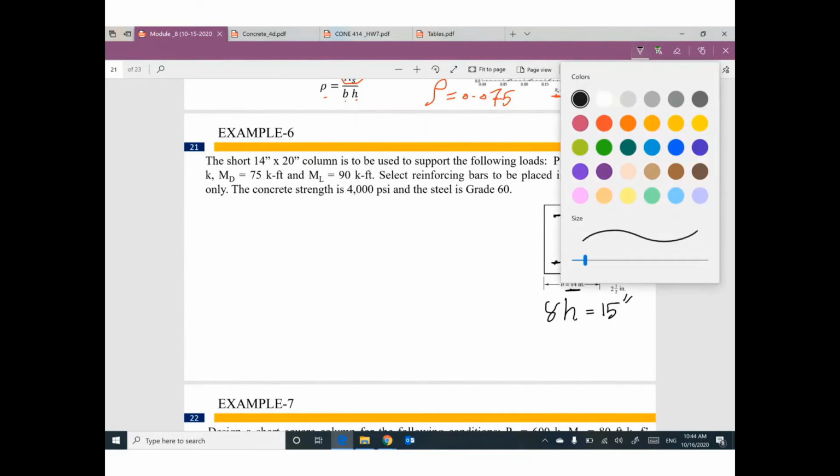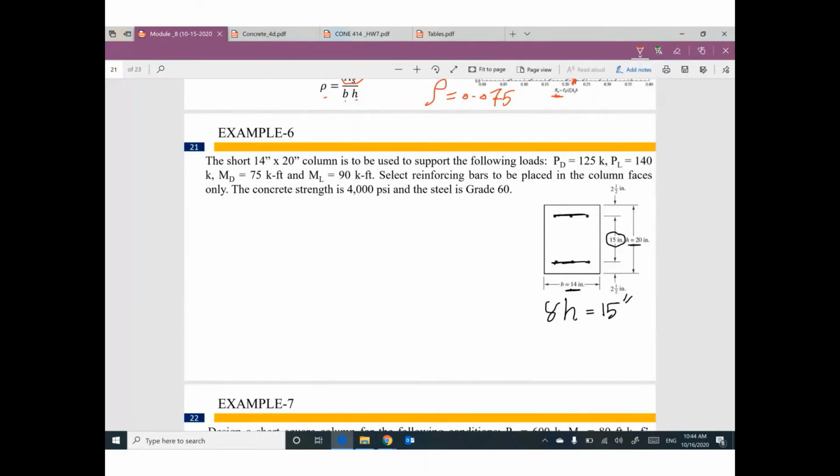What is the value of h? The total height of the column is given, 20. So gamma times 20 equals 15. So what is the value of gamma? 15 divided by 20 equals 0.75. I'm going to assume 0.8. We need it to be 0.6, 0.7, 0.8, 0.9.